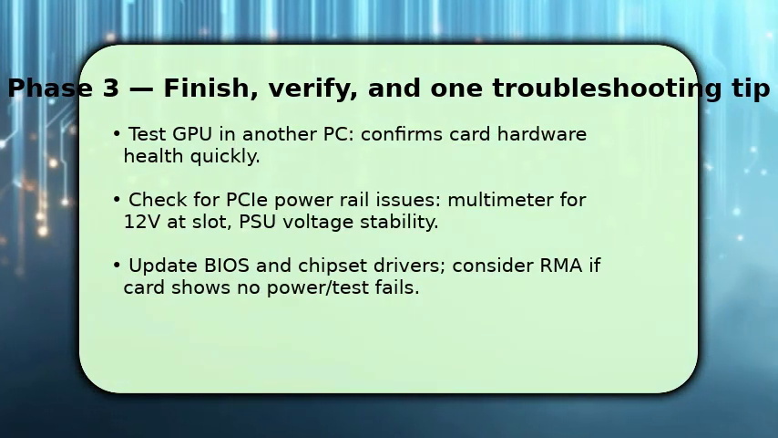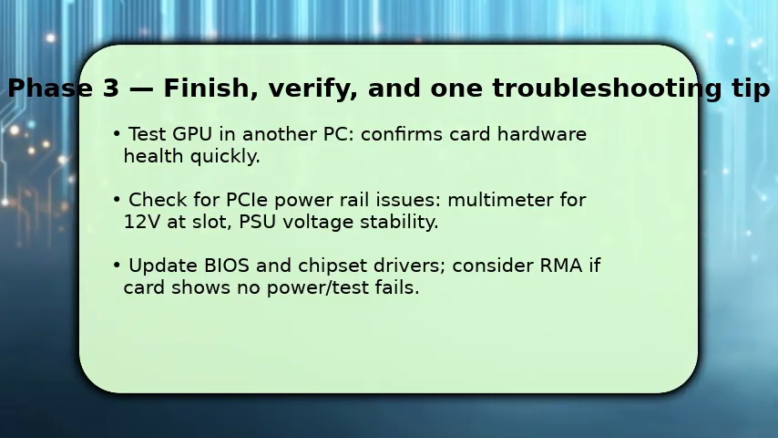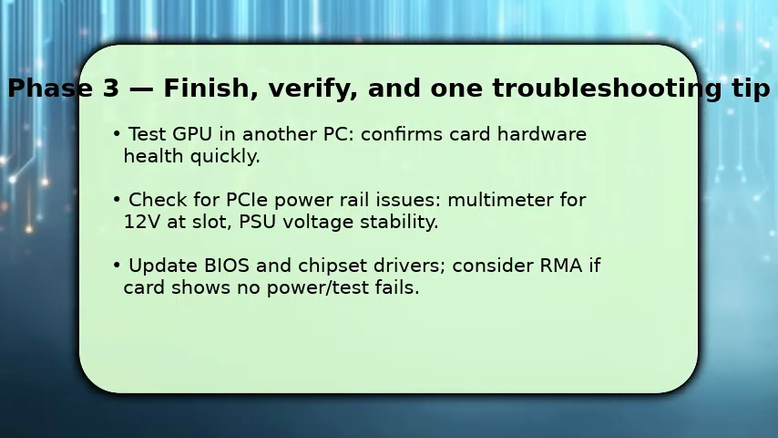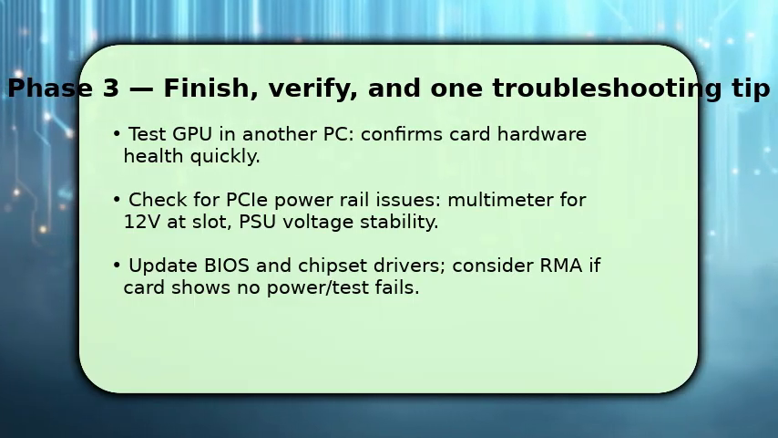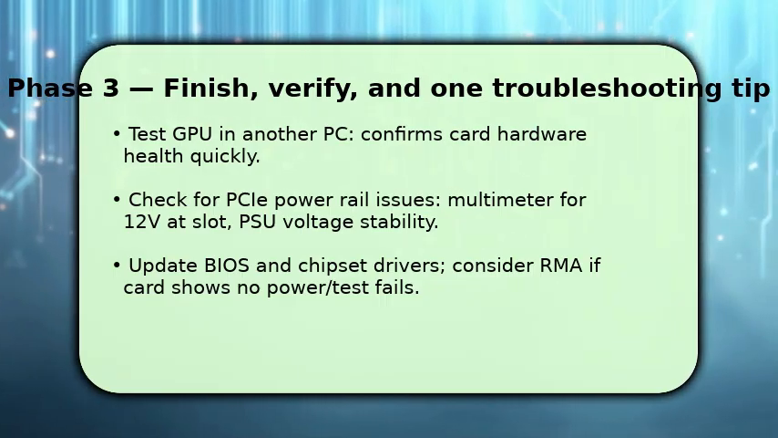Finally, isolate hardware with a cross test. Install the GTX 1050 Ti into another known good PC to confirm whether the card itself is dead. While doing that, inspect voltages if you can. Measure 12V at the slot and confirm stable rail readings. Fluctuating power often kills display output.